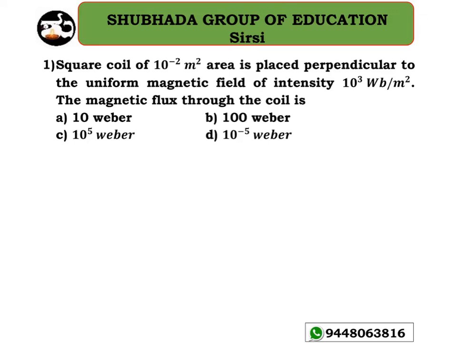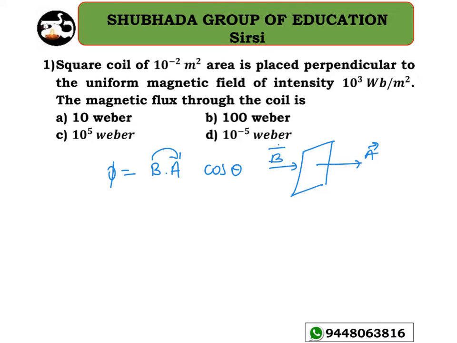See, you know that the magnetic flux phi can be defined as B into A into cos theta, and theta is the angle between the magnetic field and the area vector, correct? So this is the plane, and we take the area vector outward along the normal direction. This is the area vector. Then the magnetic field is parallel to it, so that's the reason why theta is going to be 0 here. So the flux phi equals B, which is 10 to the power of 3, times the area, 10 to the power of minus 2, which is going to be 10 Weber. So option A is the right answer.